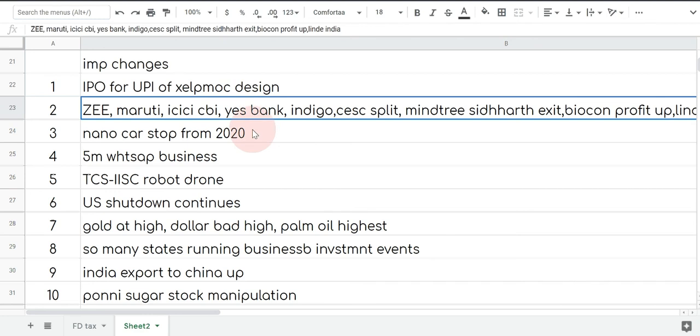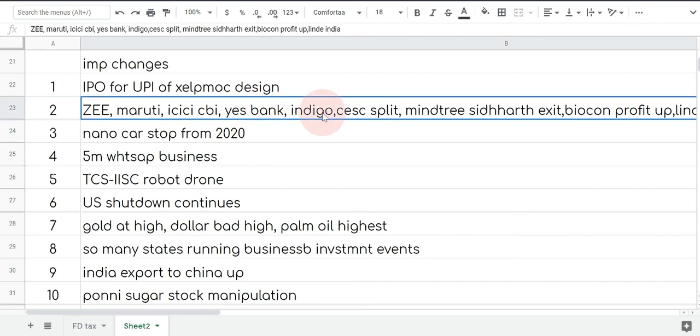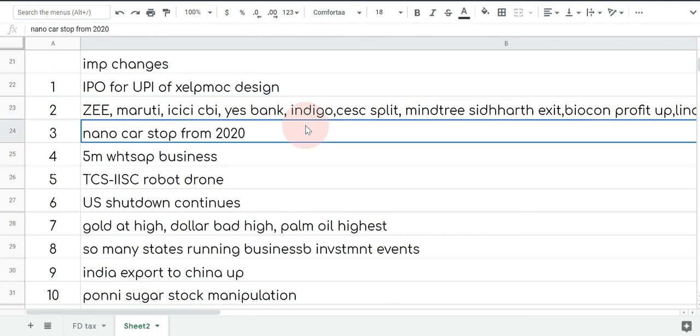Then there was news of Yes Bank and Indigo, whose heads were changing, so that went positive. Actually, there was so much short selling and manipulation of data related to the Yes Bank stock, so there were a lot of rumors. After clearance of the issue, Yes Bank rebounded around 20 to 30%. Also, Indigo got new heads, as a consultant kind of thing.